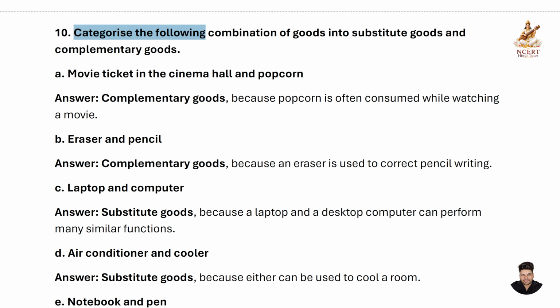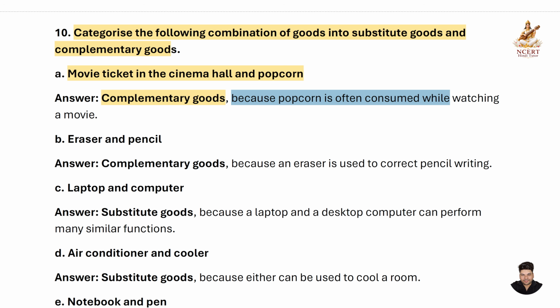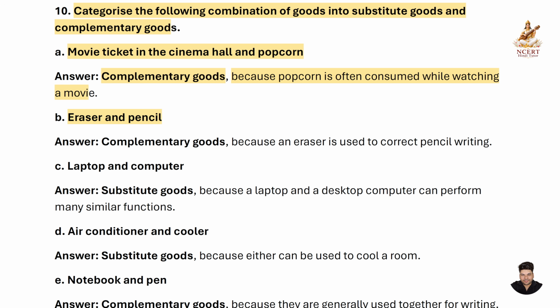Question 10. Categorize the following combination of goods into substitute goods and complementary goods. A. Movie ticket in the cinema hall and popcorn. Answer. Complementary goods because popcorn is often consumed while watching a movie. B. Eraser and pencil. Answer. Complementary goods because an eraser is used to correct pencil writing.